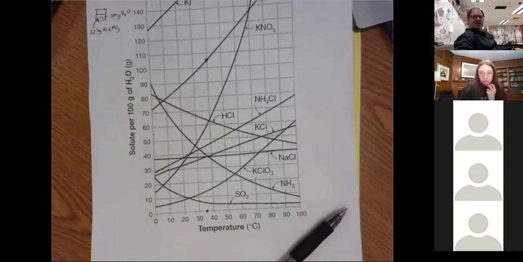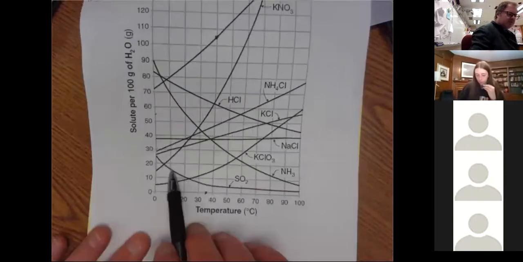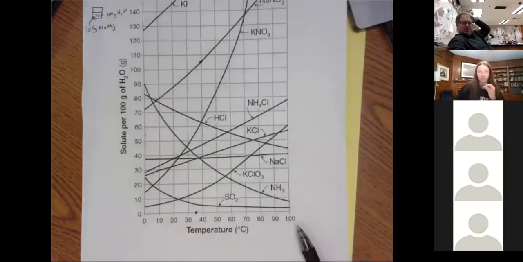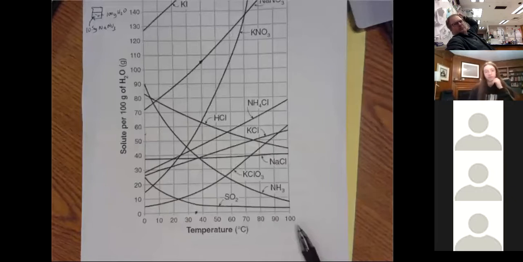So if we take a look, a lot of people put SO2. So SO2, we see that as temperature increases, the solubility of it goes down. Not as much can be dissolved in water. Why can't as much be dissolved in water? Think about SO2. Is it a gas? Who said that? Gabe. Very good, Gabe.